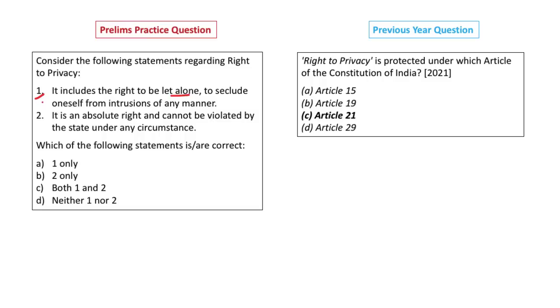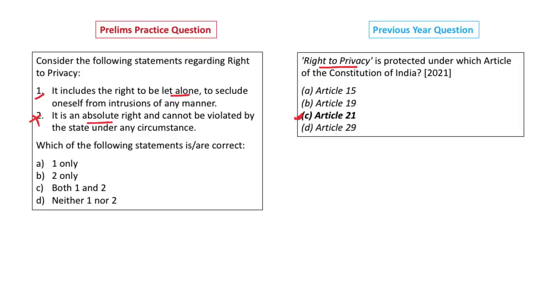It is an absolute right and cannot be violated by the state under any circumstances. See, the language of the statement is such that it sounds incorrect. As such, no right is absolute. UPSC has previously asked on right to privacy in 2021. Right to privacy is protected under which article of the Constitution? And it is Article 21.